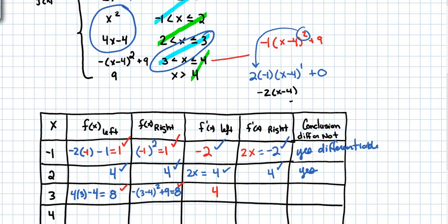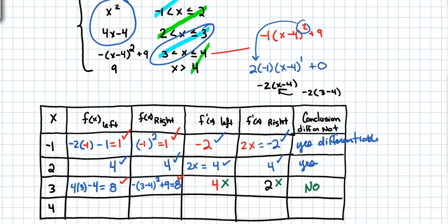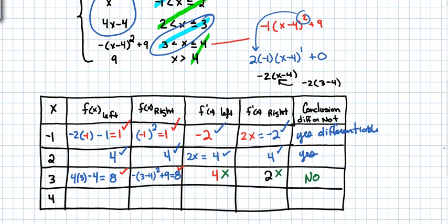And when I plug in a 3 here, I have negative 2 times (3 minus 4). Well, that is positive 2. And you can see for the first time, the derivative from the left is 4, the derivative from the right is 2. So no, we are not differentiable at x equals 3. So on the entire domain, it doesn't pass differentiability because we have to be both continuous and the derivatives must match at each point. But we'll just check to see what it looks like at x equals 4.